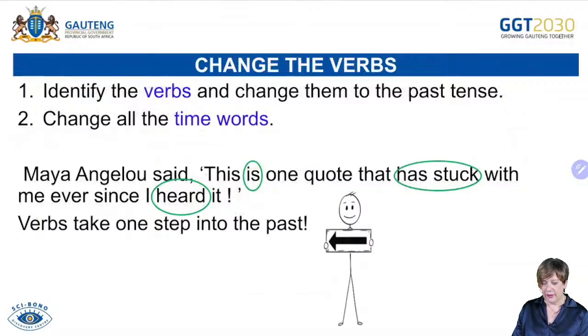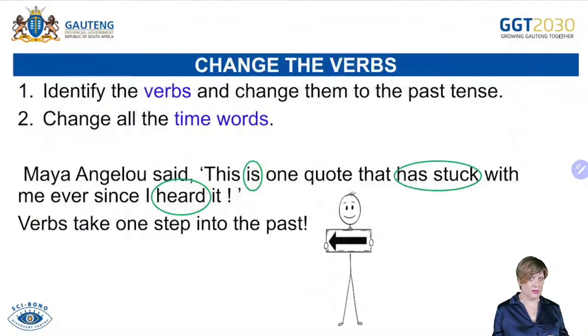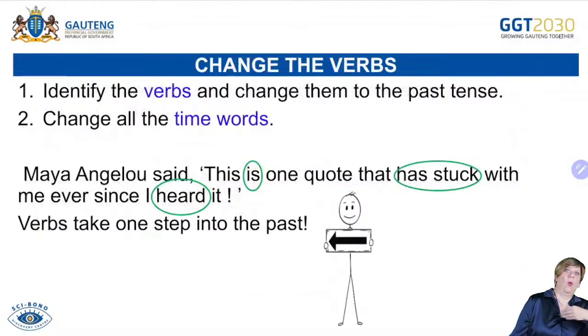Now, identify your verb. In this case, and only in reported speech, your verb will change to one in the past. Not with active and passive, but with reported speech, your verb will go one step into the past. So Maya Angelou said, this is my verb. Has stuck is another one. I heard it. So make sure that there's not always only one verb. You need to make sure that you've highlighted all of them. So we're going to put them one step in the past.